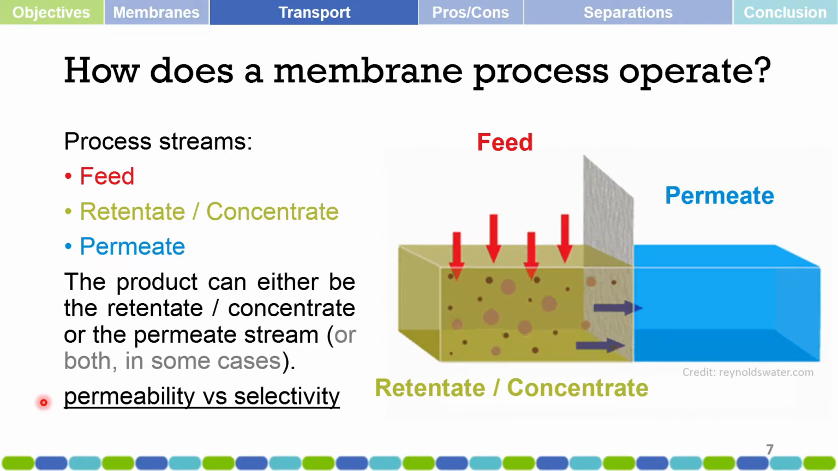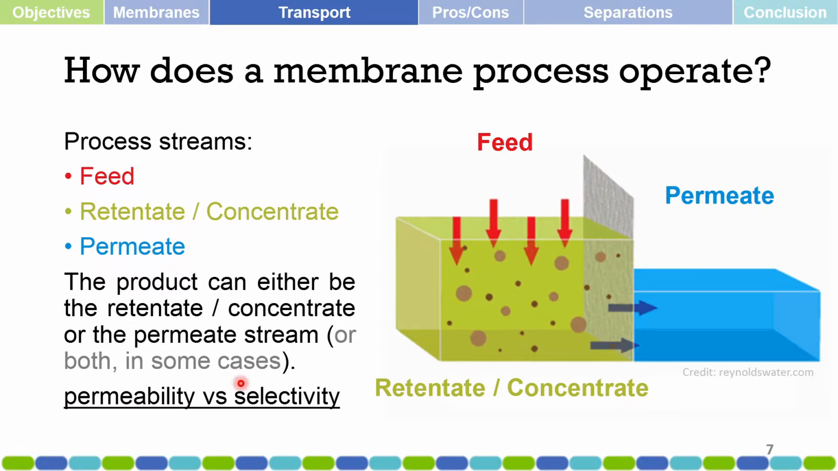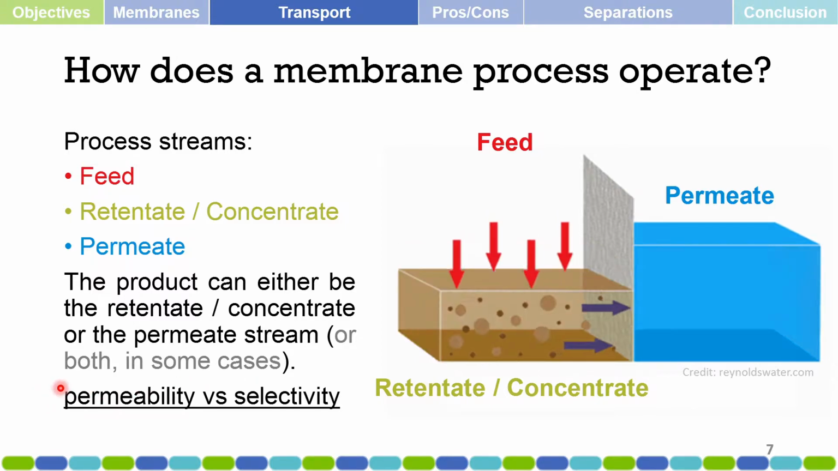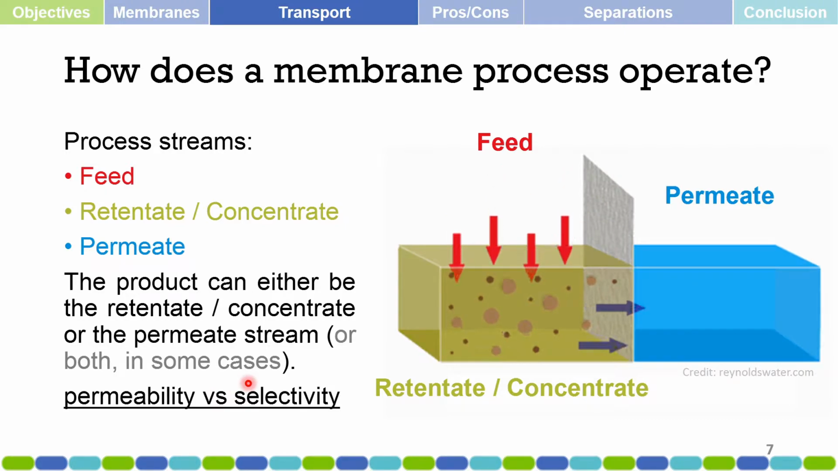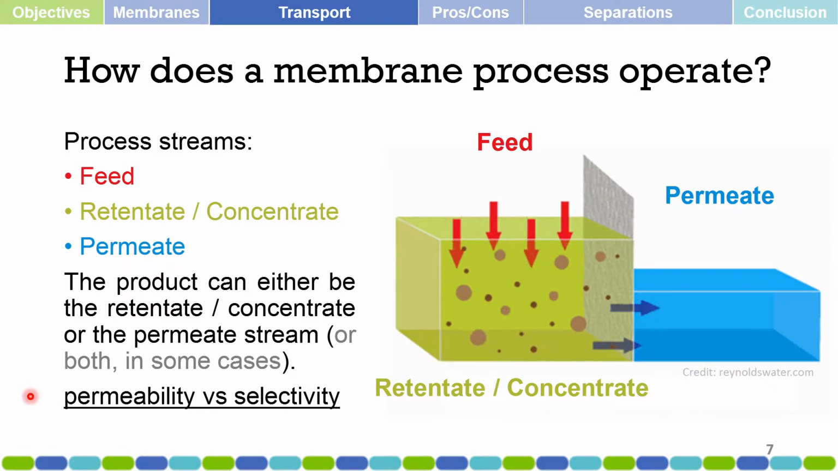However, these indicators have a paradox. There's a paradox between permeability and selectivity. It means that high permeability often leads to low selectivity, or vice versa. So knowing this trade-off is essential to a well-guided membrane selection for a chemical engineer.